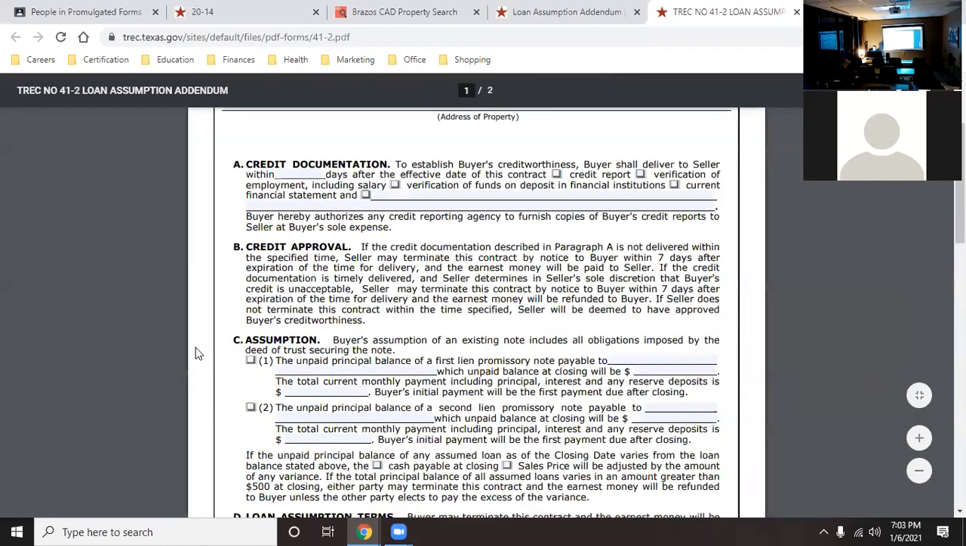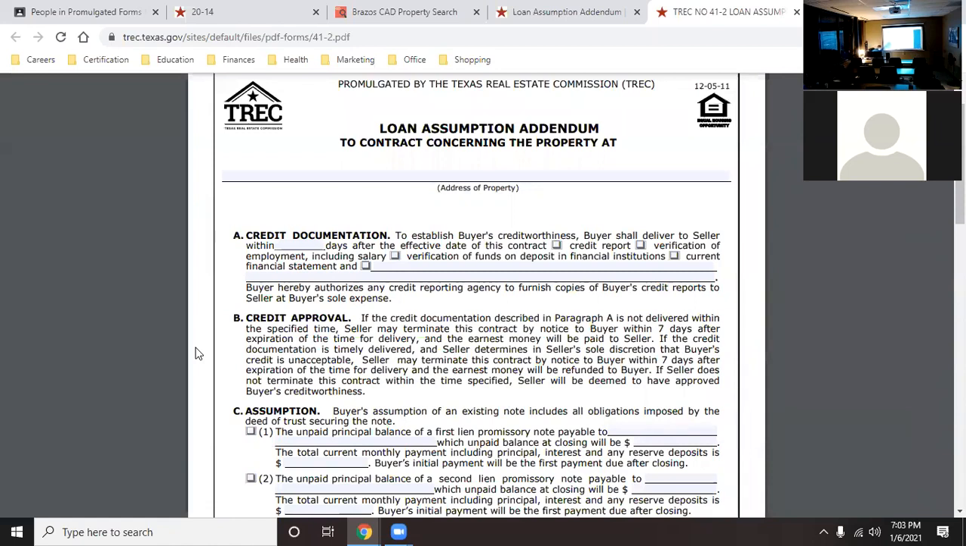And right here, what this form is utilized for is when a client is wanting to assume a loan. Now, I will tell you when dealing with this addendum, you will most likely only use this maybe 1% out of your entire career as a real estate agent. 1%. Okay? Very, very rare do you use this form. Okay? Same kind of concept.